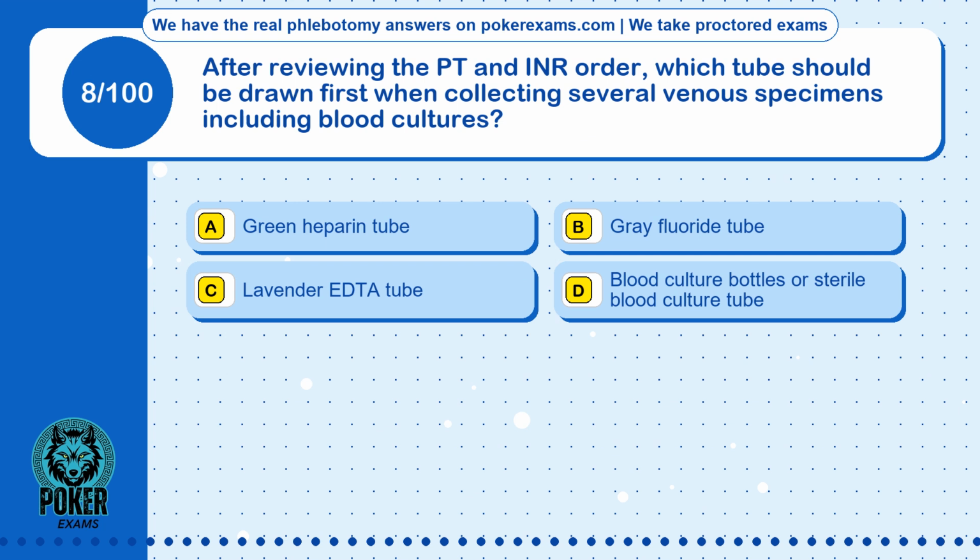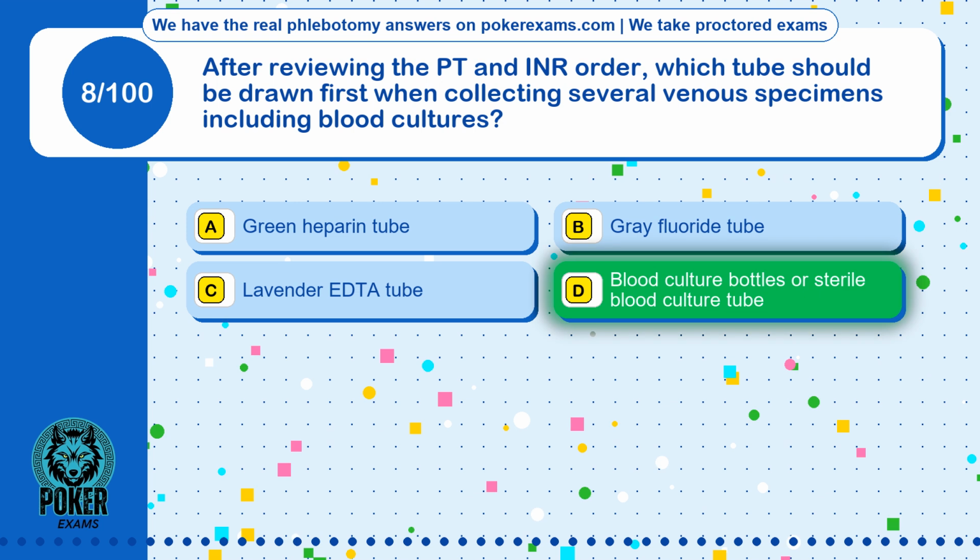Question 8. After reviewing the patient and INR order, which tube should be drawn first when collecting several venous specimens including blood cultures? Option A, green heparin tube. Option B, gray fluoride tube. Option C, lavender EDTA tube. Option D, blood culture bottles or sterile blood culture tube.